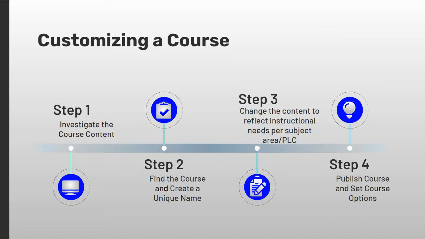This is a 4-step process to customizing your course. You're going to start with investigating your course content. I'll go into specifics on how to do that in a minute. Then you are going to find the course that you need, create a unique name using our naming conventions here at the high school. Then you will change the content to reflect the instructional needs per your subject area and your PLC team. And lastly, you will publish the course and set up the course options.